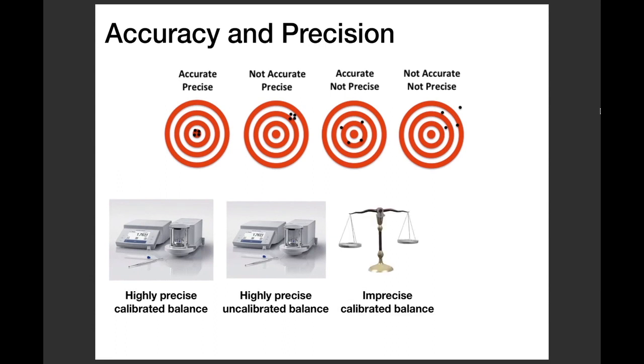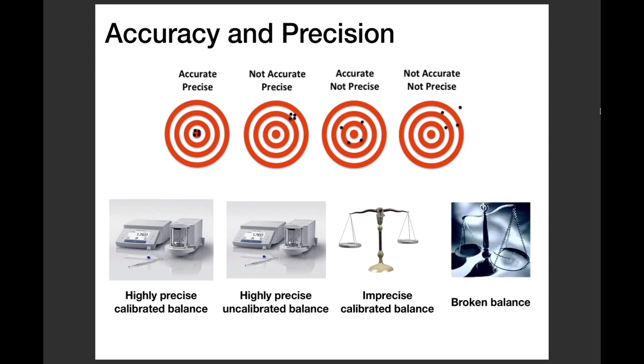If you use a balance that's imprecise but it's been calibrated, then each value that you measure for the mass is going to be close to the true value, but each measurement is going to be off from the other. If you use a broken balance, then your measurements will not be close together, nor will they be close to the actual value of that mass.